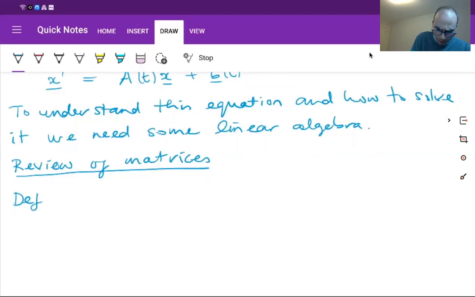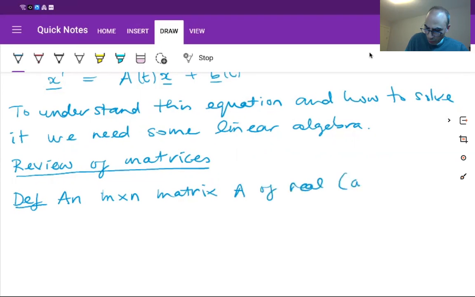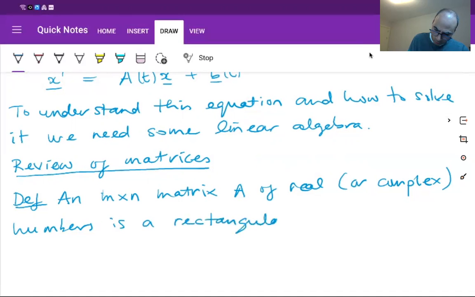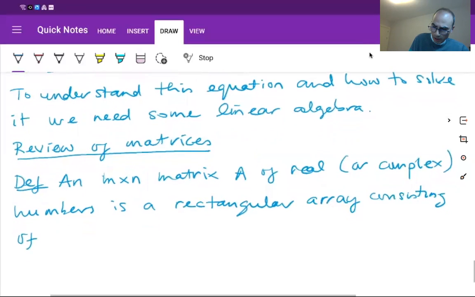So let's start off with matrices. The definition: an m by n matrix A of real or complex numbers, not necessarily square, is a rectangular array consisting of real or complex numbers.